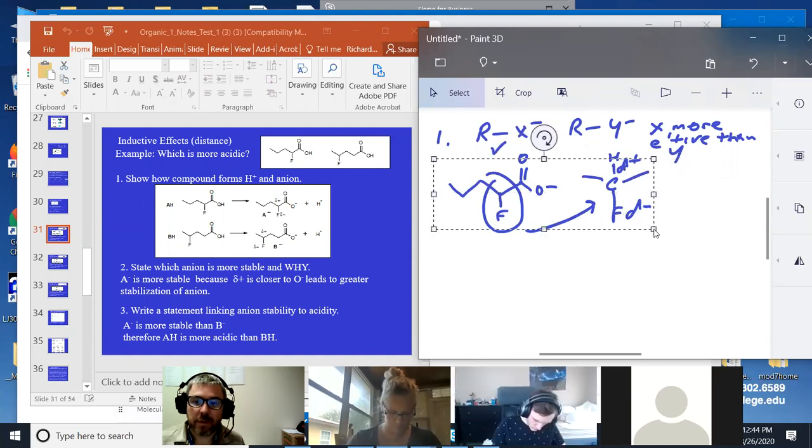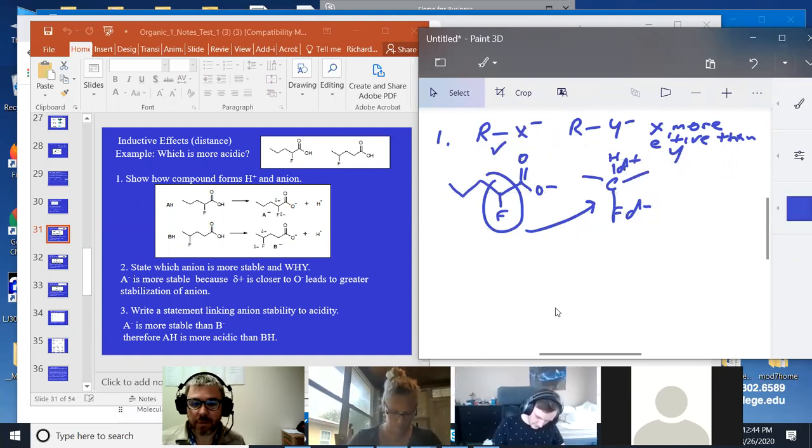Does the delta minus on the fluorine not play any kind of repulsion role in that? No.